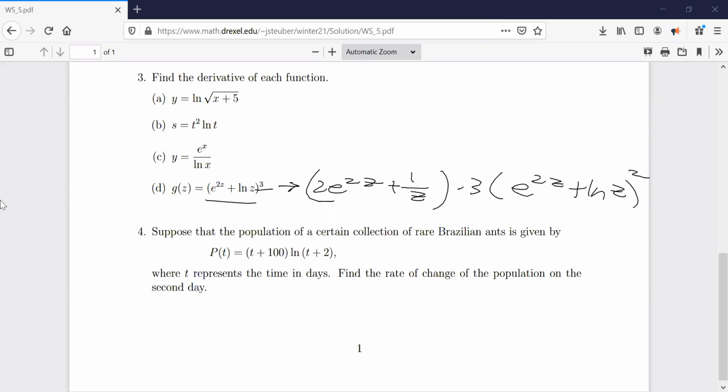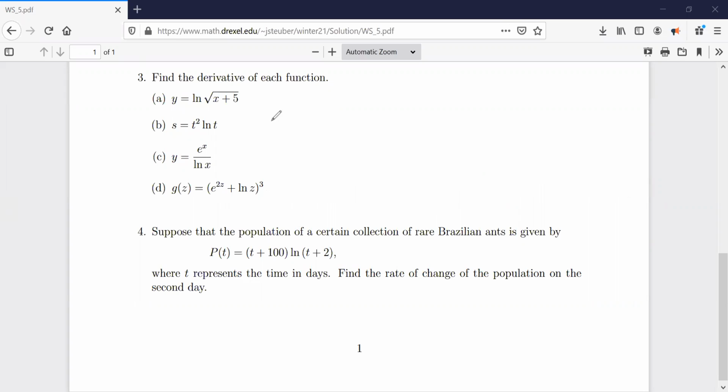Cool. So suppose the population of a certain collection of rare Brazilian ants is given by P of t is equal to (t plus 100) ln of (t plus 2), where t represents the time in days. Find the rate of change in the population on the second day. So rate of change at a given point, it's asking us for the instantaneous rate of change, or the derivative. First thing I have to do is find P prime of t, and that's going to be a product rule.